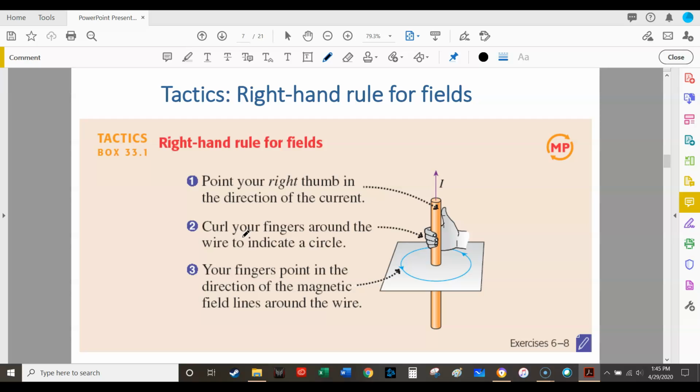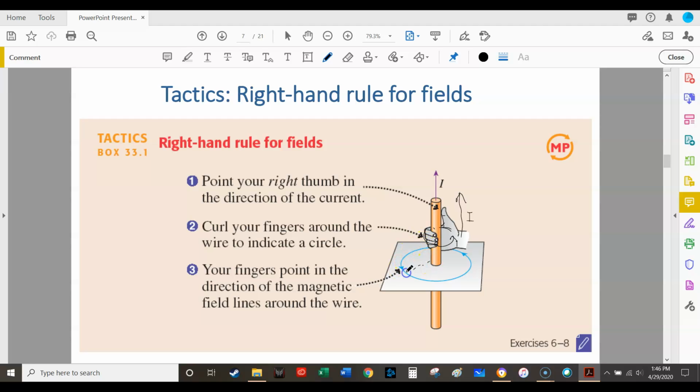What you're supposed to do is imagine that you're grabbing the wire just like this, and you curl your fingers around in the direction that the wire is pointed. Notice that this person's hand is pointed right there, and their fingers are making a counterclockwise rotation. Their thumb is pointing in the direction of the current, and their fingers are wrapping around in the direction of the magnetic field.